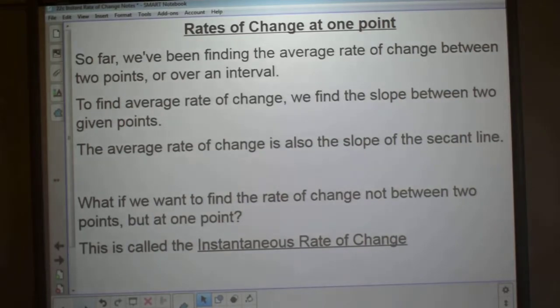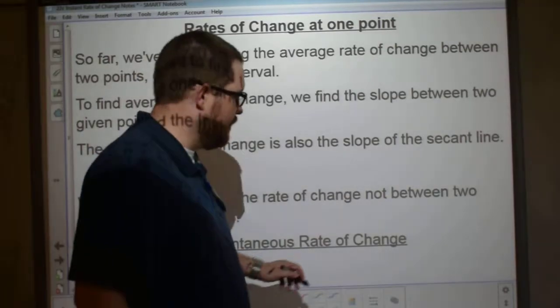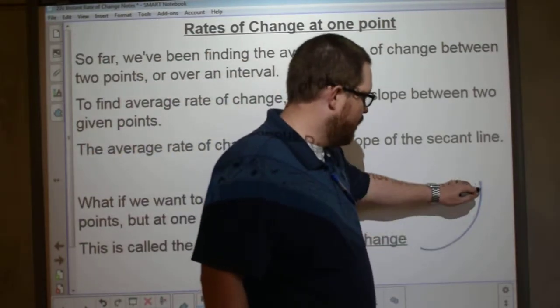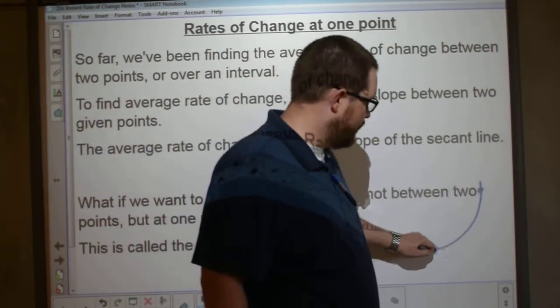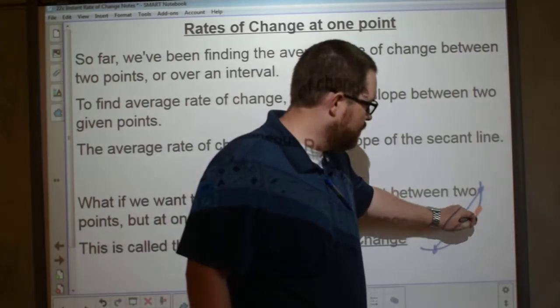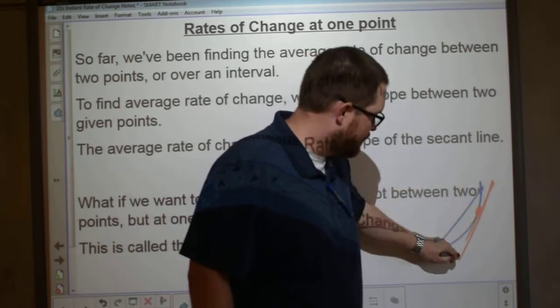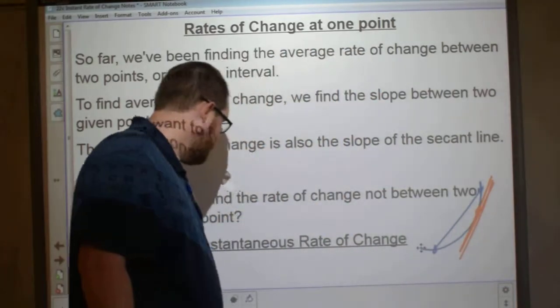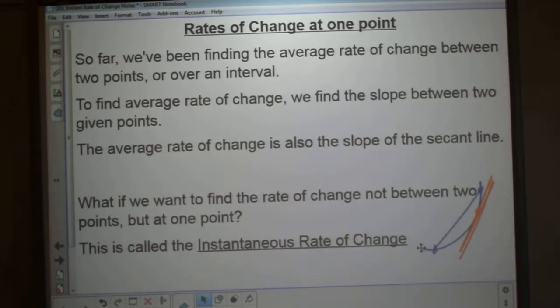We've been finding the average rate of change between 2 points or over an interval. To find the average rate, we just find the slope between those 2 points. The average rate of change is also the slope of the secant line. Watch the previous video if you're unsure about that. What if we want to find the rate of change not between 2 points? So if you have a curve like this, I don't want to find the slope between these 2 points. But what if I want to find the slope at that 1 point? Well, that's called the instantaneous rate of change.